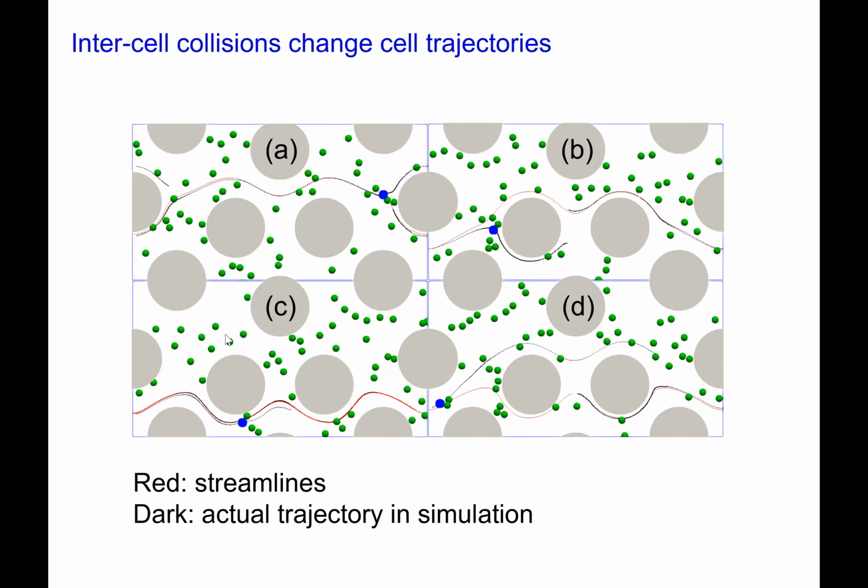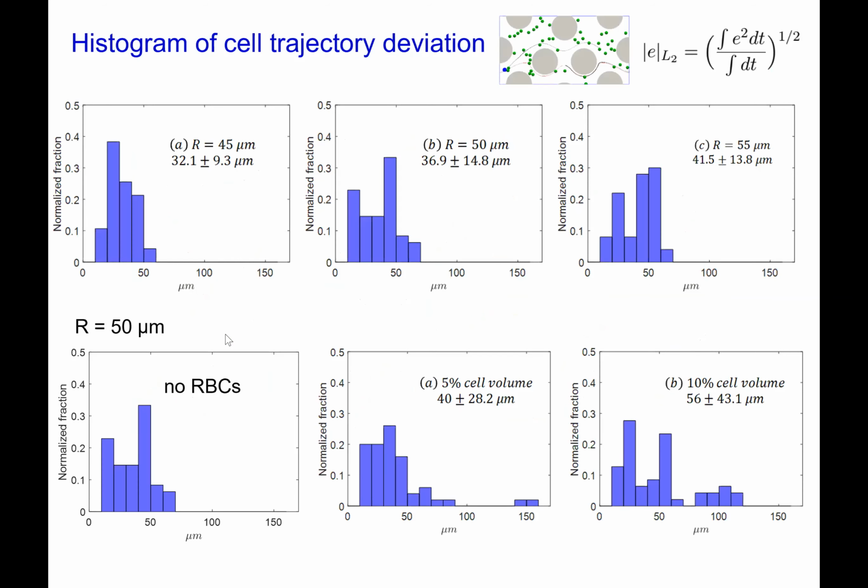In particular, if you look at B or D, the trajectory is changed significantly because of the collision at that particular point. So to quantify the difference between the actual cell trajectory and the streamline, we define a parameter called EL2, the distance L2 norm. This idea is borrowed from the finite element method, similar to an error L2 norm. So we integrate the error, the difference between the cell trajectory and the streamline, square it, integrate it over time, divide by time as well, and then take the square root.